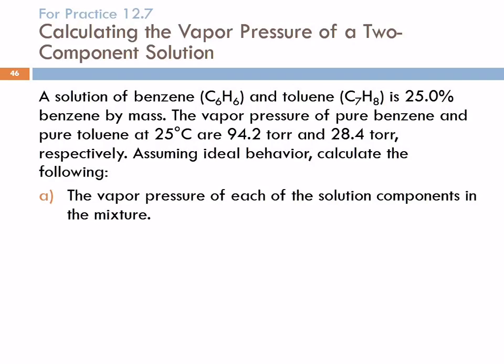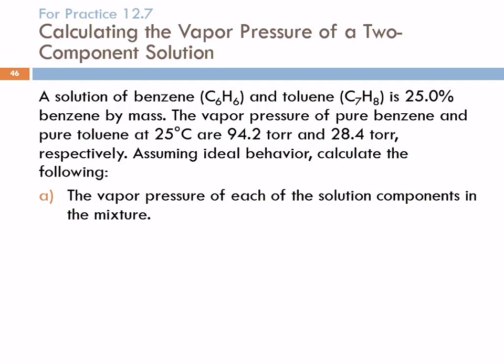Let's look at this. A solution of benzene and toluene is 25% benzene by mass. The vapor pressure of pure benzene and pure toluene at 25 degrees Celsius are 94.2 torr and 28.4 torr, respectively. Assuming ideal behavior, calculate the following. The vapor pressure of each of the solution components in the mixture. So we want to know what's the vapor pressure of the benzene and what's the vapor pressure of the toluene.